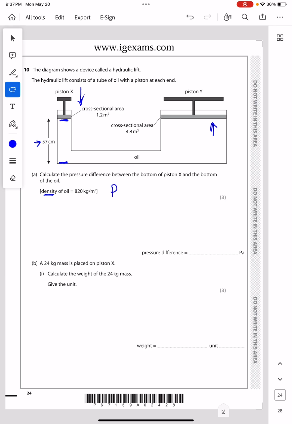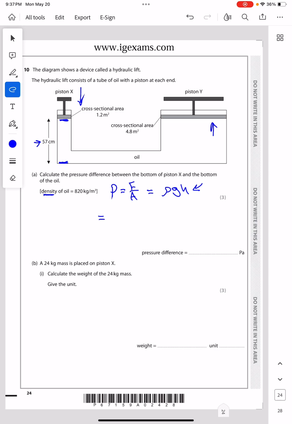P has two formulas. Either P is equal to F over A, but we don't have F here. We do have A though. But it can also be rho g h, not mg. So here we have the density, and that's why we're going to go with this one. And also we have the height.